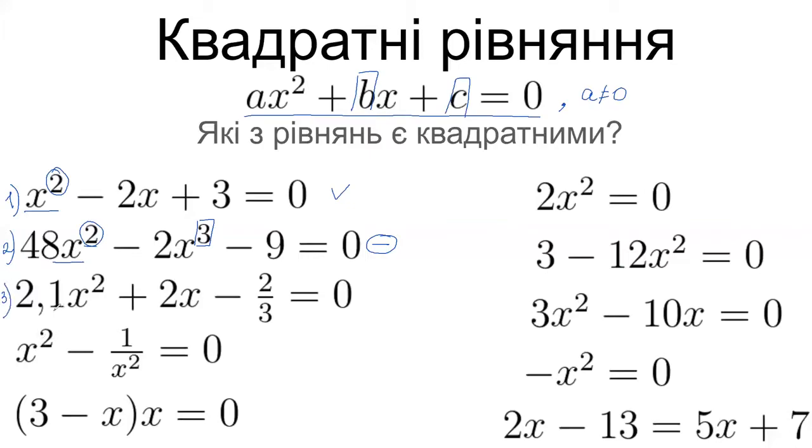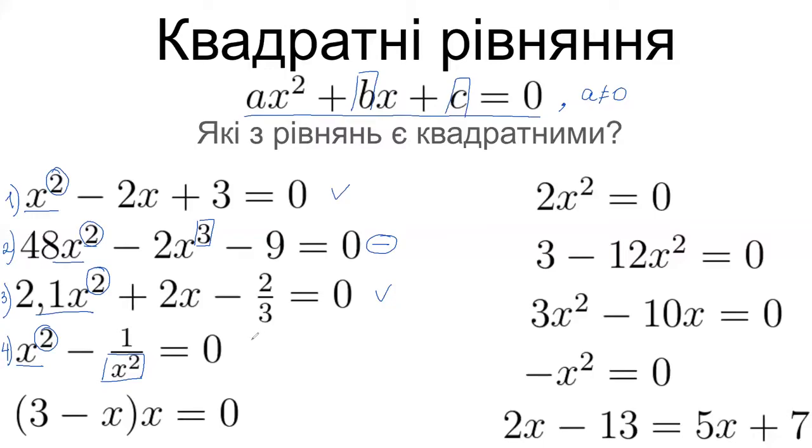The third one, 2.1x squared plus 2x minus 2 over 3 equals 0. It's just a quadratic equation. Regular x squared, so everything works fine. The fourth one, x squared minus 1 over x squared equals 0, looks like it's also a quadratic equation. You have x squared. However, you have division by x squared in this one.